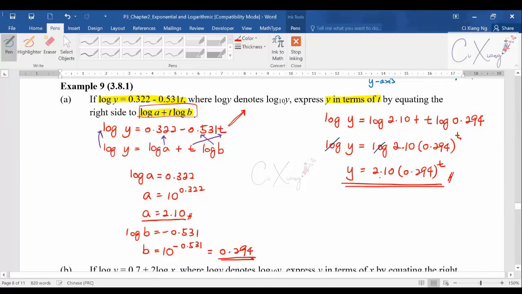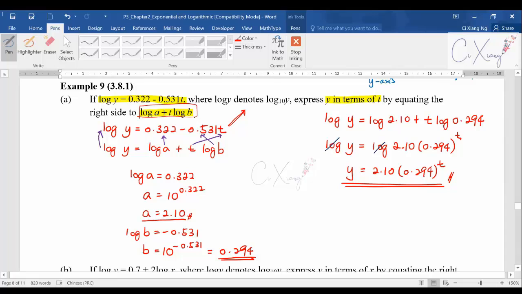And when you change it to linear form, it's something like this. So we are doing it the other way around. That means they give you the linear form, and by using the linear form, they want you to find out the original equation. Okay, so this is what we have for our example 9a.